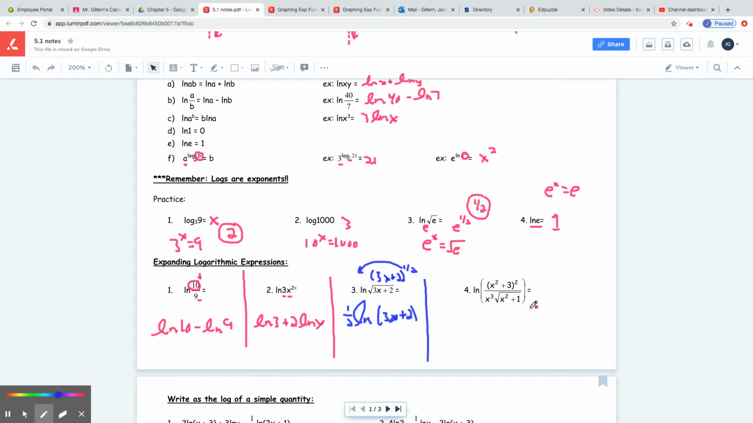In this problem, I have 1, 2, 3 different things, so that's 3 different natural logs. Anything on top gets a positive. Anything on the bottom gets a negative. Exponents go out front. So the 2 here goes up front: 2 natural log of x squared plus 3. Now I go to the bottom. Minus. Why is it minus? Because it's on the bottom. Exponent goes up in front: 3 natural log of x. Minus because it's on the bottom. This is the square root, so it's the 1/2: 1/2 natural log of x squared plus 1. All right, so that's expanding.